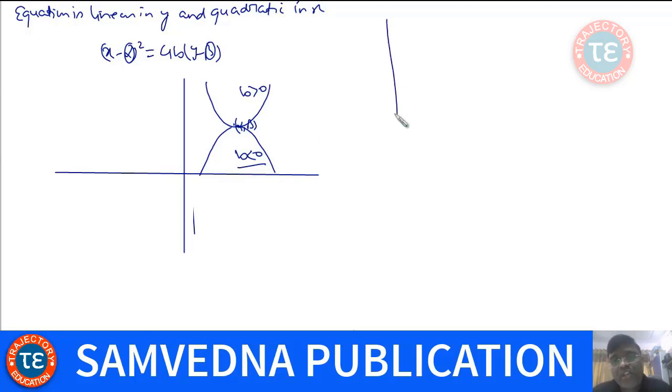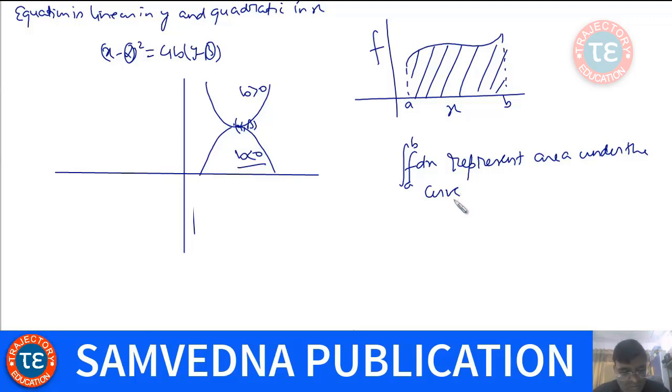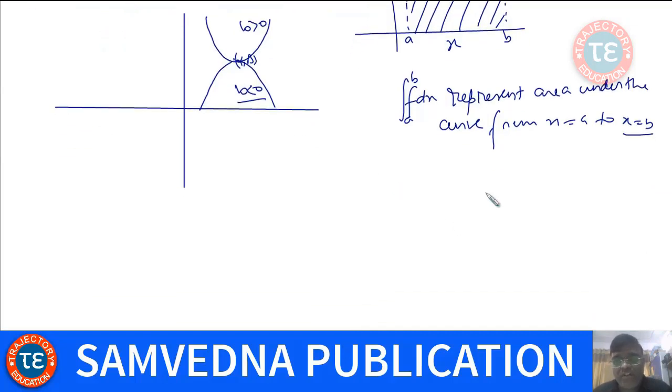One more thing. See, if you have an equation, say f, and this is x, and this is your curve, then suppose this is a, then the area under the curve, the definite integral from a to b, represents the area under the curve from x equal to a to x equal to b. So we can make use of it.